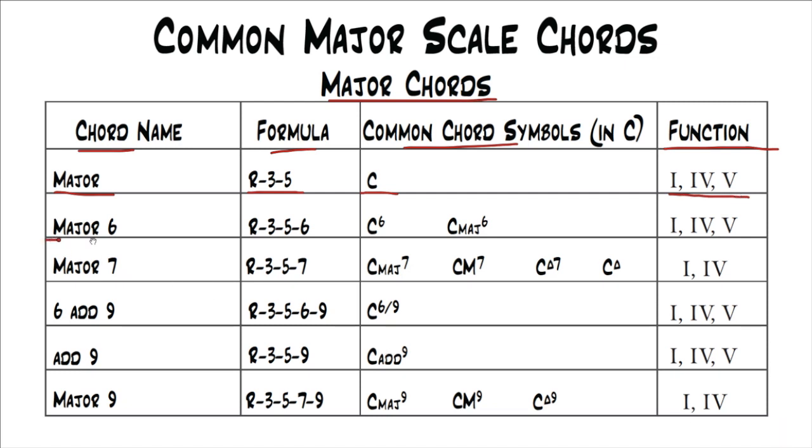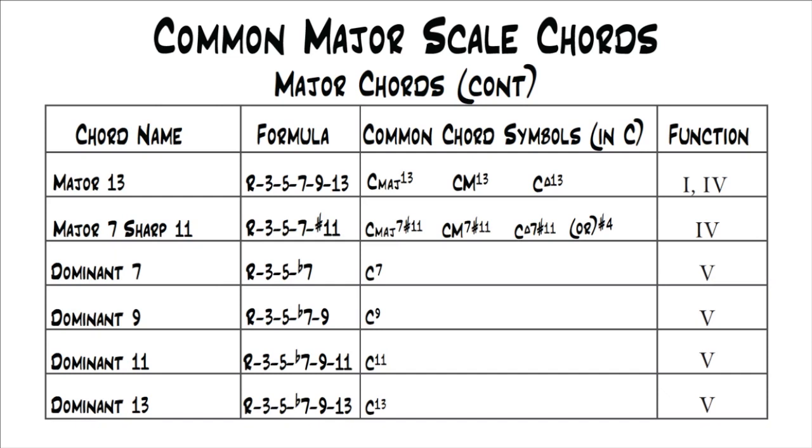Or if you look at the next one, major 6, the formula is root 3, 5, 6. These are the common chord symbols in the key of C. A major 6 would work as a 1, 4, 5 as well. So you could play a major 6 as a 1 chord, a 4 chord, or a 5 chord. Or if we go to the next page, this is the same diagram, just continued so that it wasn't too small on the screen, but in the eGuide it'll all be together as one diagram.